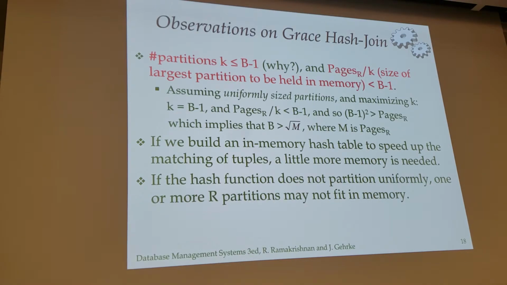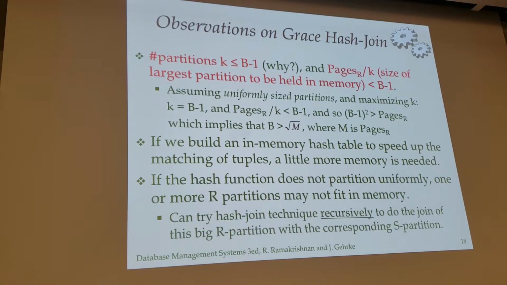So again, just to finish off this slide, if the hash function does not partition uniformly, here we assumed that everything was pages of R divided by k. If it doesn't partition uniformly, some partition may not fit into memory. Here I got 10,000 tuples, here I only got 1,000 tuples. So it's not uniform. Something may not fit inside memory, and I can recursively use hash join to deal with that.